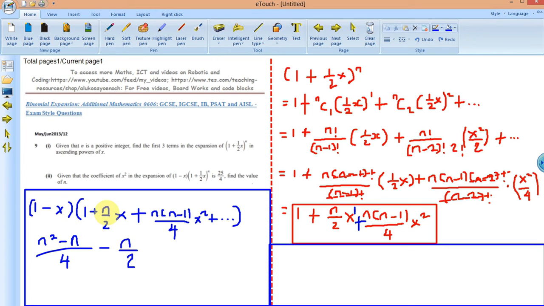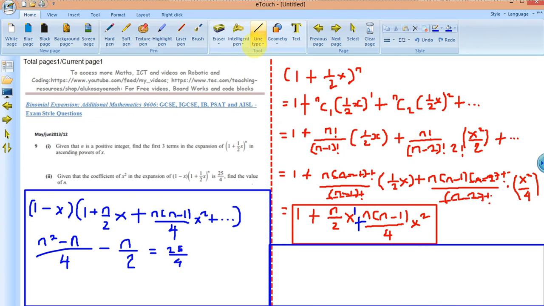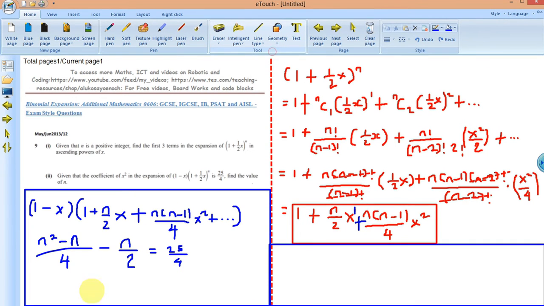So the first coefficient of x, when you use 1 to multiply through, I have n squared minus n over 4. Then when you use x minus x to multiply through, you have minus n over 2. So I have the coefficient of x squared now, and the coefficient of x squared equals 25 over 4. From here I can go ahead and find my LCM. So LCM here is 4.